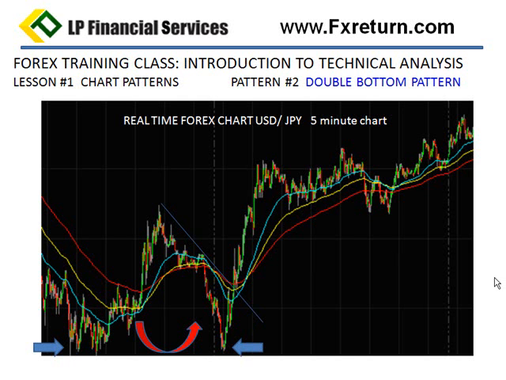In our next video, we'll take a look at pattern number 3, the head and shoulders pattern, and pattern number 4, the reverse head and shoulders pattern.